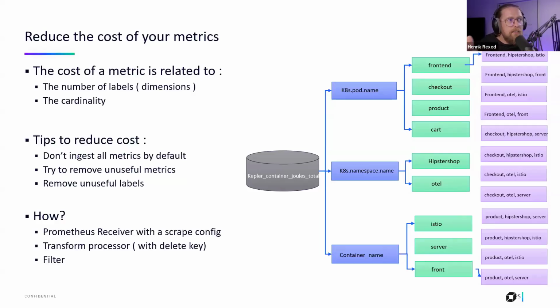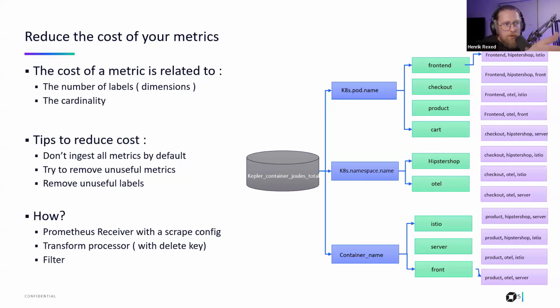This is basically the notion of number of labels, so dimensions, and cardinality. Here as an example, I have kepler_container_joules_total, which is the metric name, and I have three labels. This is a very basic example: Kubernetes pod name, namespace, container name. And then the cardinality is the distribution of the values within those labels. So if I have pod names in a cluster, I may have, let's say, 100, 600, it's not a big deal.